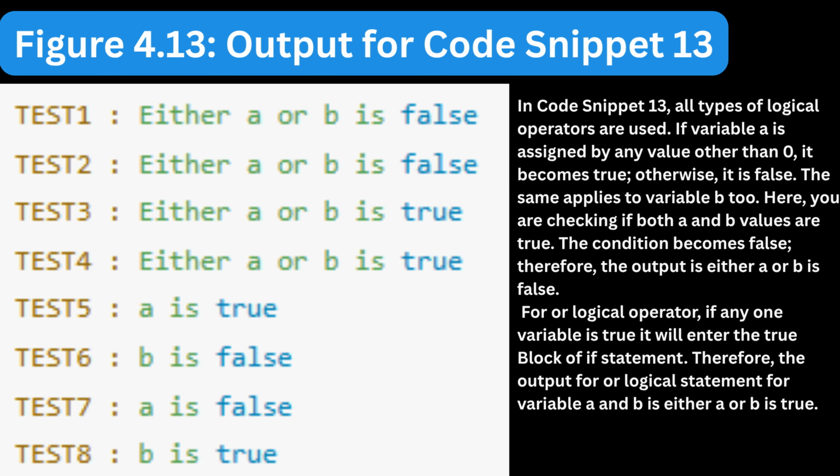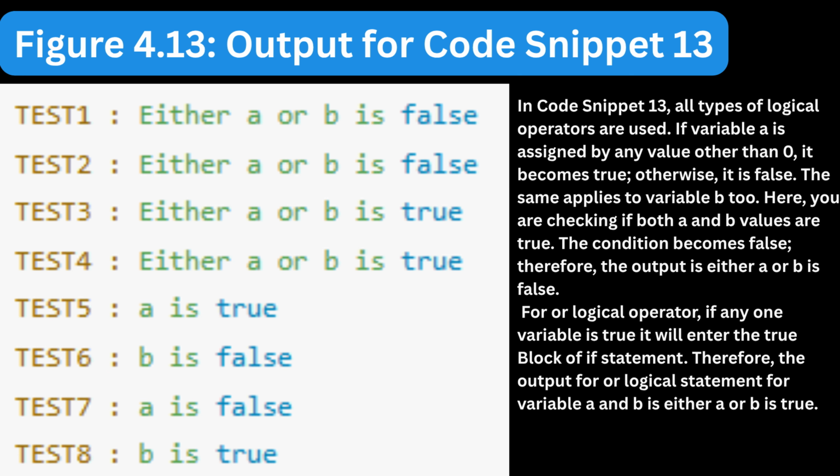After this, the program changed the values to $a = 10 and $b = 0 to show how individual variables behave as conditions. When if ($a) was evaluated, $a was non-zero and therefore true, so test 5 printed "a is true". In contrast, if ($b) evaluated $b as 0, which is false, so test 6 printed "b is false".